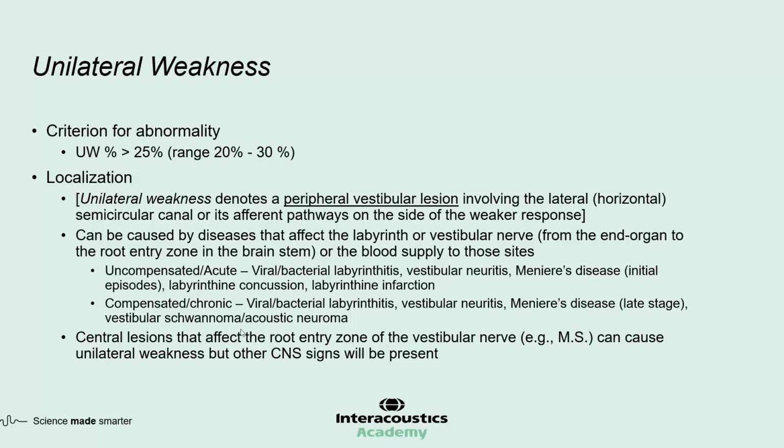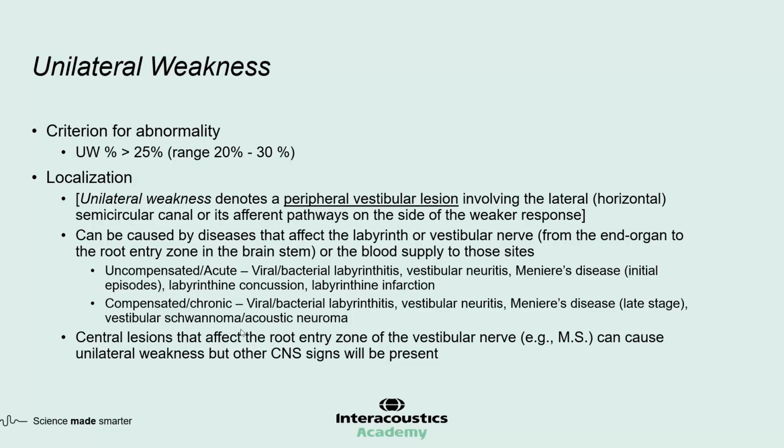The localization of the unilateral weakness is that it's a peripheral vestibular lesion involving the lateral semicircular canal, or its afferent pathways on the weaker side, which is usually the superior portion of the vestibular nerve. This can be caused by diseases that affect the labyrinth or the vestibular nerve, or the blood supply to those sites. So in an uncompensated or acute version of this, it could be viral or bacterial labyrinthitis, vestibular neuritis, Meniere's disease in initial episodes, labyrinthine concussion, or labyrinthine infarction.